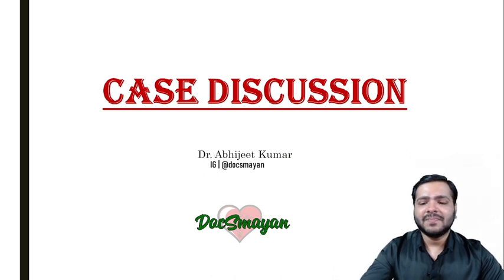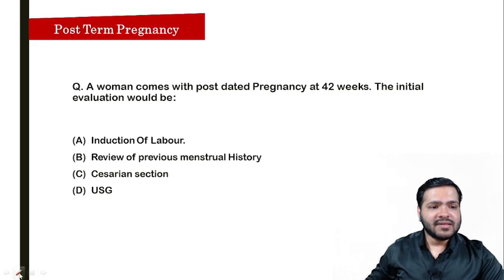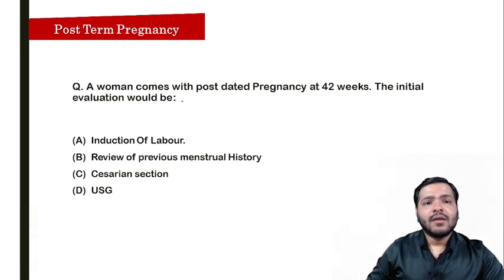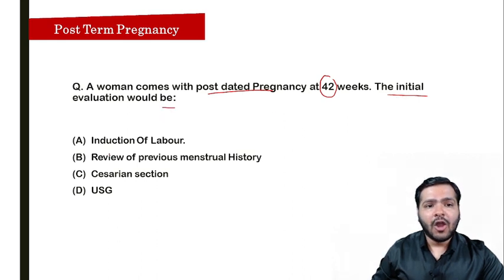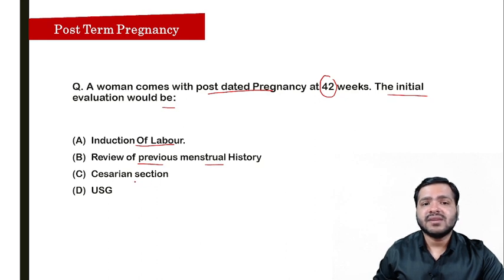So let's start. The question says that a woman with post-dated pregnancy at 42 weeks comes to your clinic. What is the initial evaluation that you would do? Option A says induction of labor. The second option says review of previous menstrual history. The third option says cesarean section. And the fourth option says ultrasound.